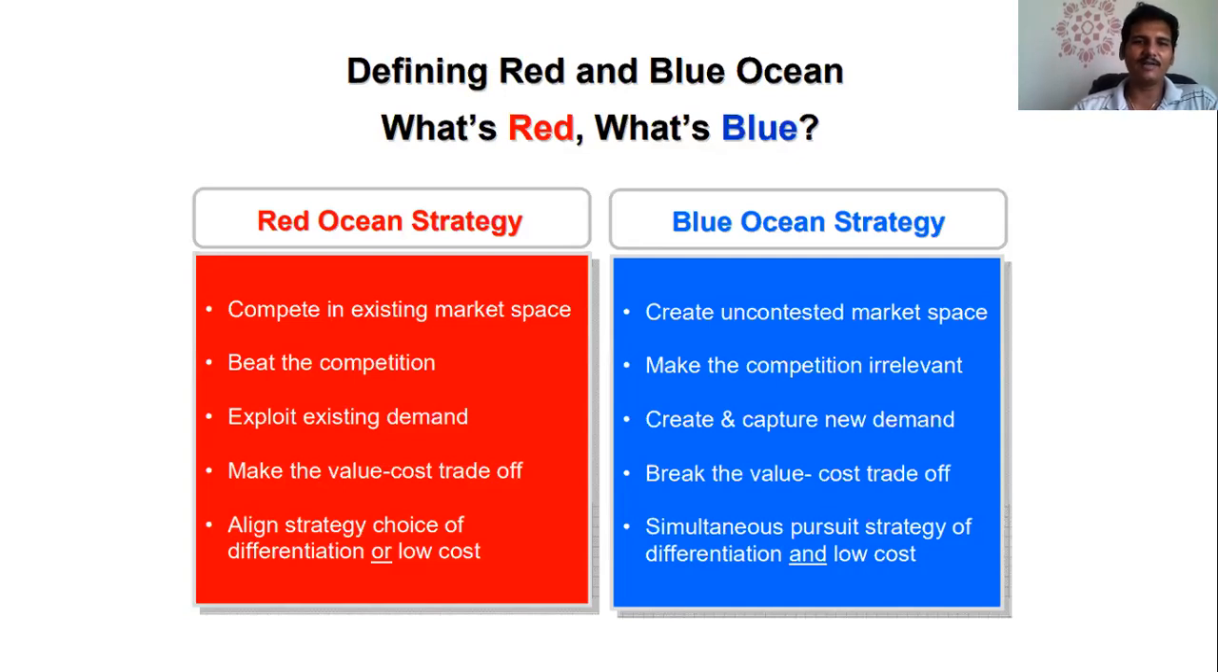See, the last point is very important. Align strategy choice of differentiation or low cost. But here, it is a pursuit of differentiation and low cost. That's where your red ocean strategy and your blue ocean strategy actually differ.